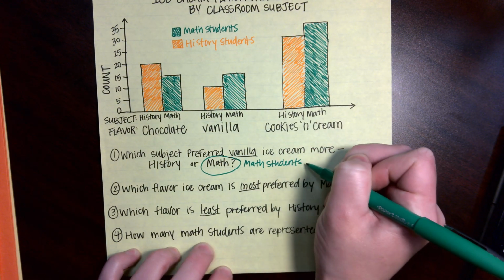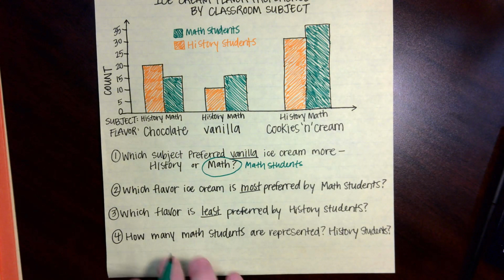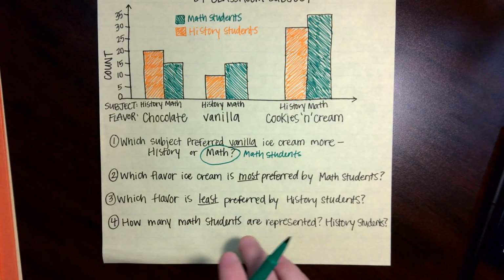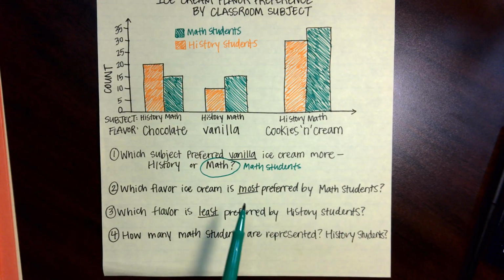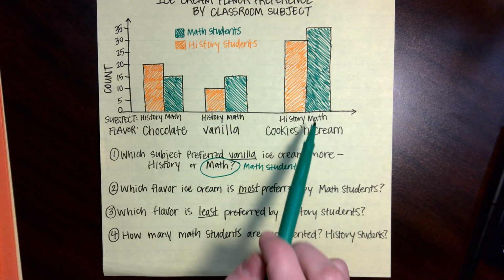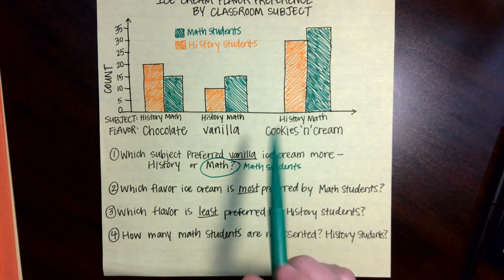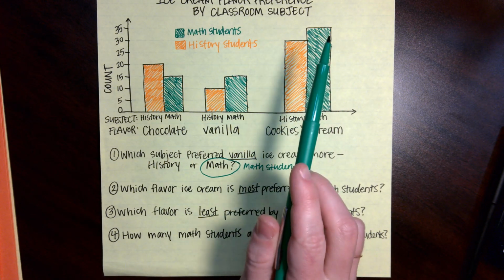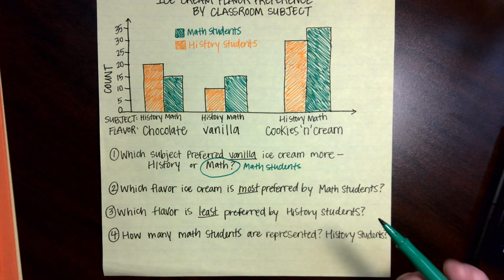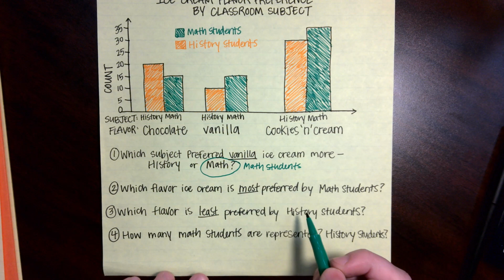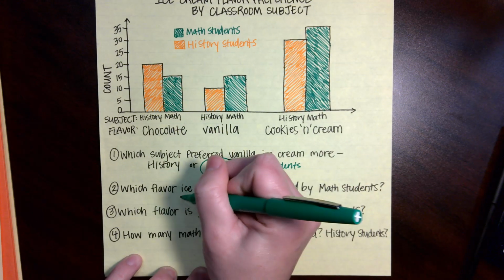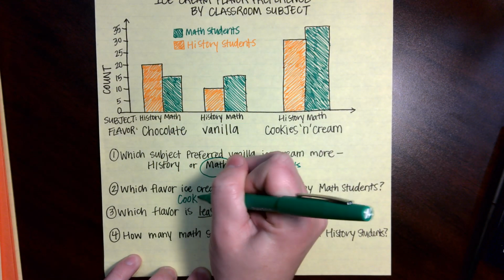Math students. Good. All right. Now let's look at number 2. I want you to answer which flavor of ice cream is most preferred by math students. Cookies and cream. Yes. How many chose that? 35. Looks like about 35. Good. So for that question, what are we going to write? Cookies and cream. Yeah. Good.